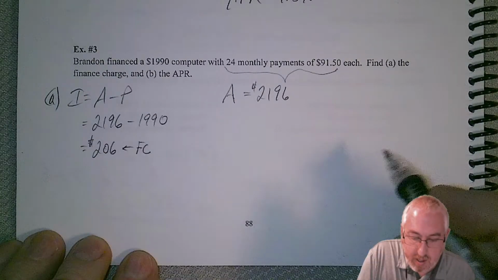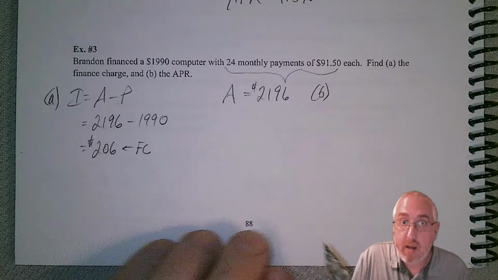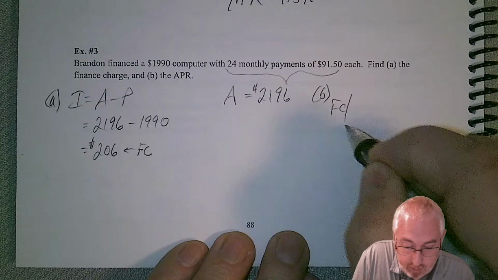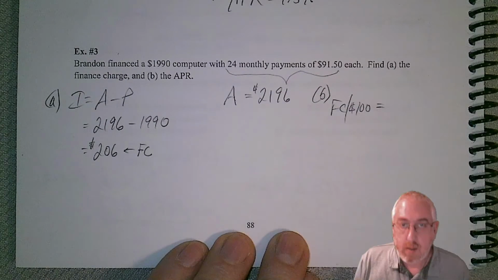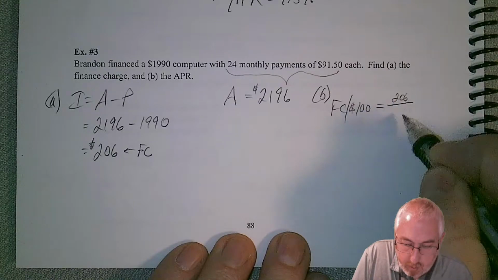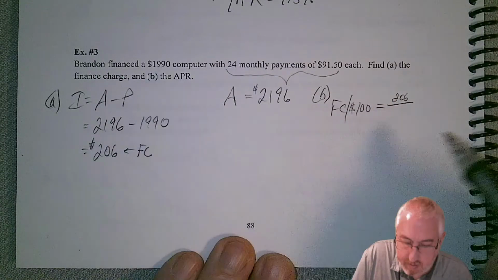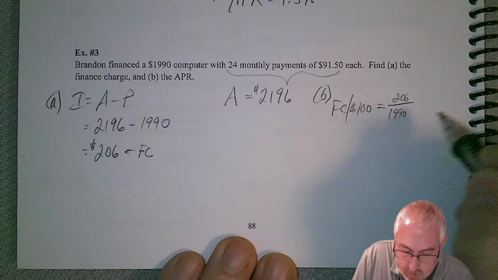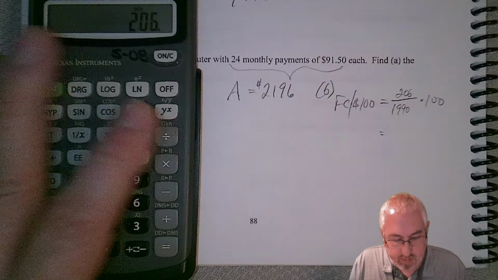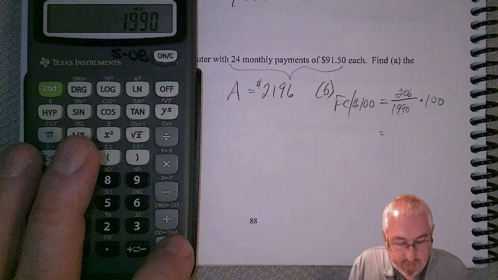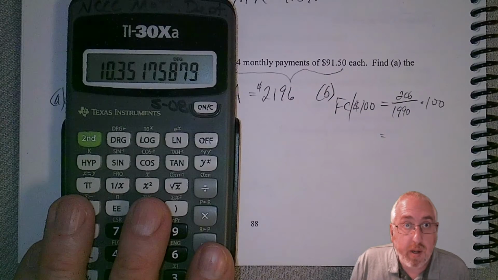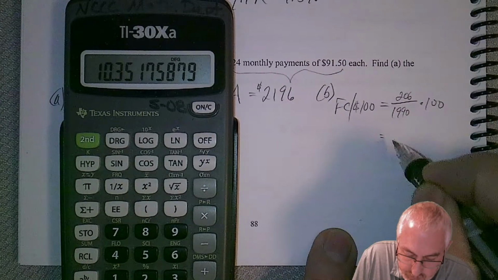So for part B now, we need to find the APR. So let's go to the table, once we know what to go to the table with, that is. So our finance charge for $100, so we know the 206 is on top. We know what we borrowed, the 1990, and we have to multiply that by 100. So what does that give us? So it looks like 10.35 if we round that to 2 decimal places.